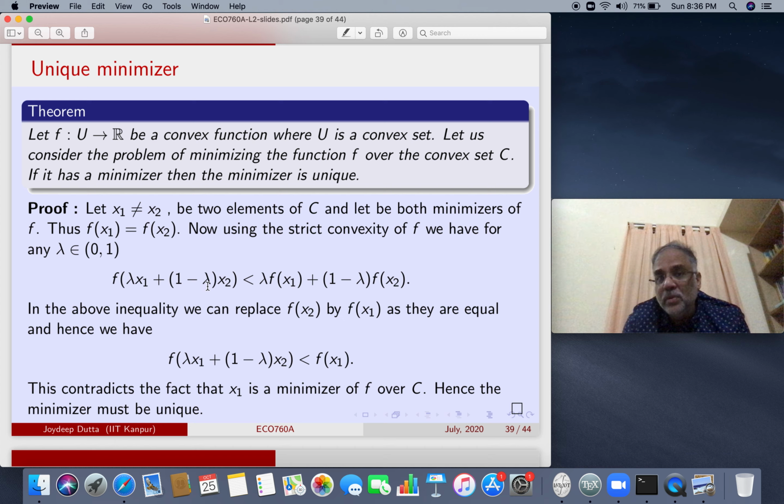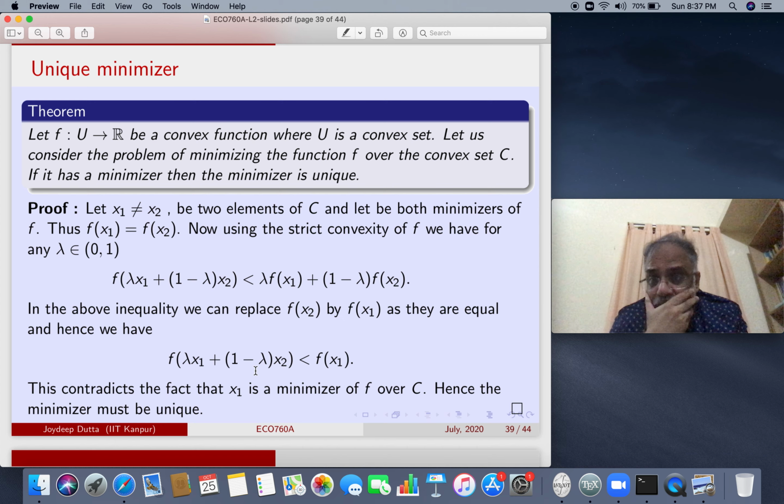So if I apply the definition, I get this: f of lambda x1 plus 1 minus lambda x2 is strictly less than this. Now f(x2) is the global minimum value, and f(x1) is the global minimum value. There is only one global minimum value, so they are equal. That's what we have written. So if I put f(x2) equal to f(x1), then I have f of lambda x1 plus 1 minus lambda x2 is strictly less than f(x1). Now lambda x1 plus 1 minus lambda x2 is an element of C, because x1 and x2 are both in C, and the convexity of the set C guarantees that lambda x1 plus 1 minus lambda x2 is in C.